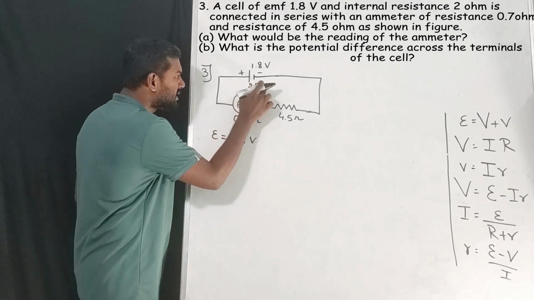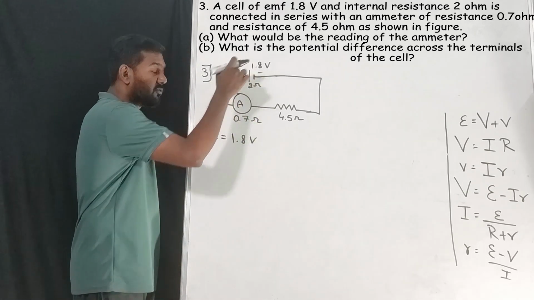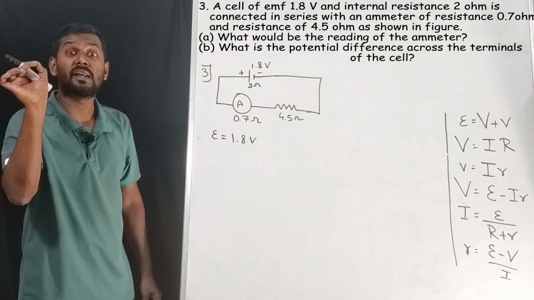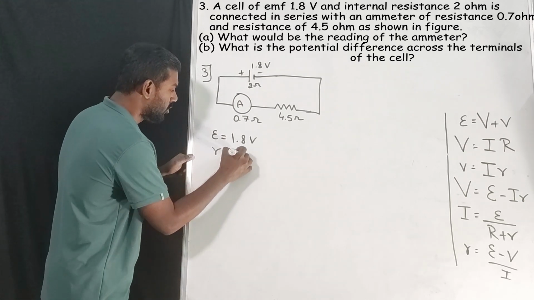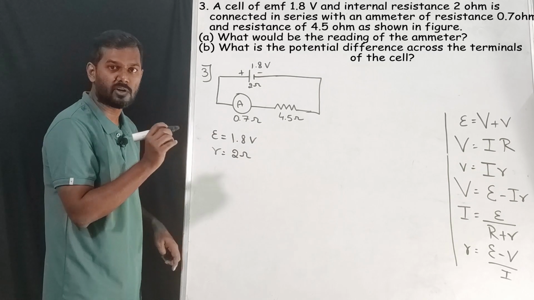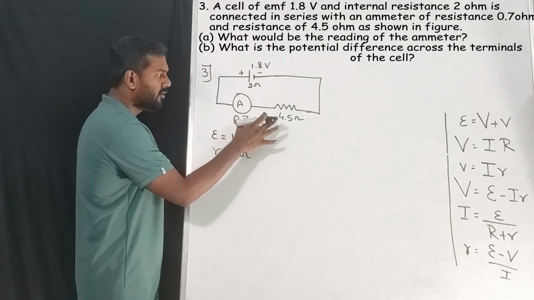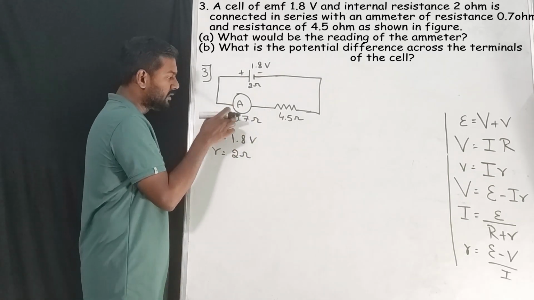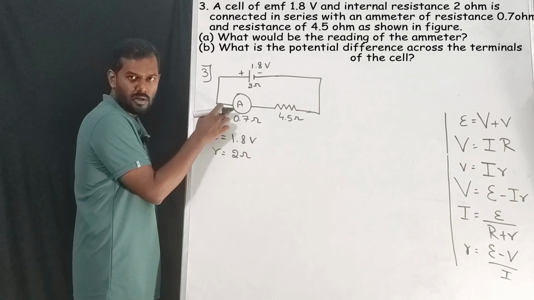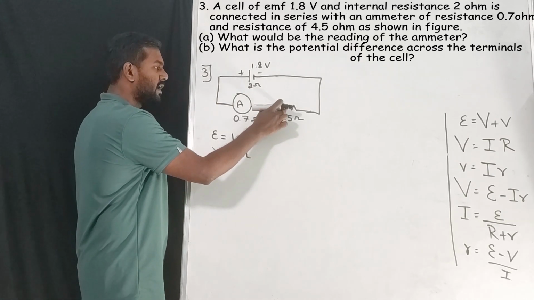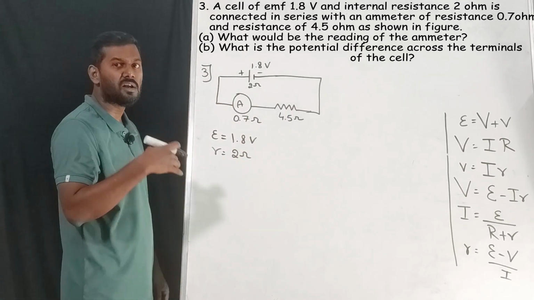Then what is this resistance? The resistance of the battery is nothing but the internal resistance. R is equal to 2 ohm. That is very much important. Next, they have given 2 more resistances. See, this is the resistance of the ammeter, and this is the external resistance.